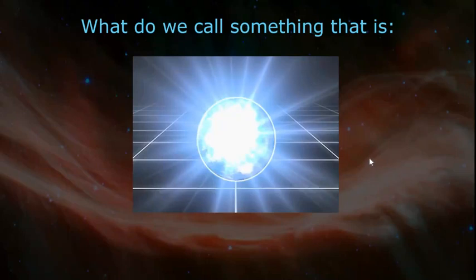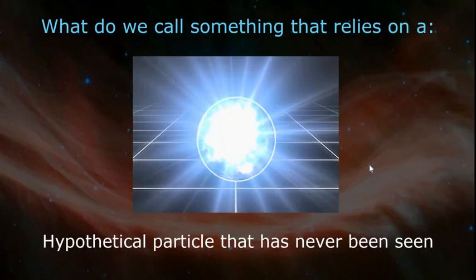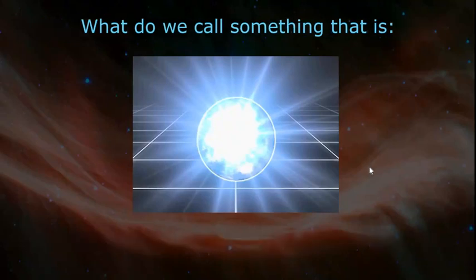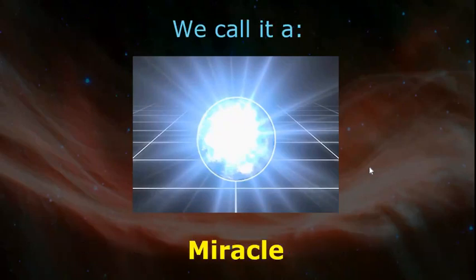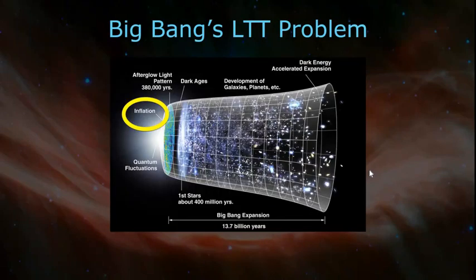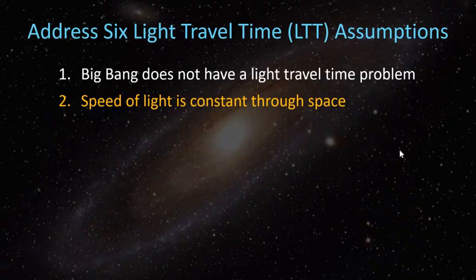So what do we call something that is outside of physics, a hypothetical process, a hypothetical particle that has never been seen, and exponentially unlikely according to its own logic? We call it a miracle. So the Big Bang's LTT problem using inflation can only be solved by invoking a miracle.